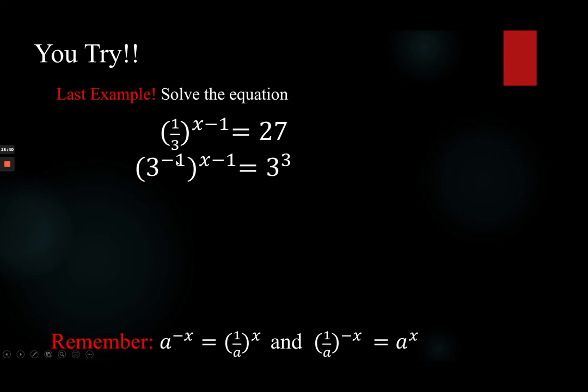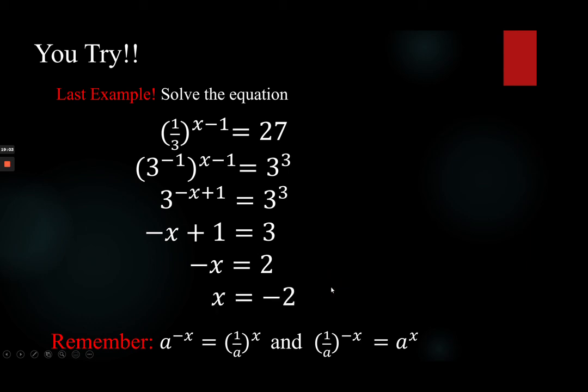So negative 1 will be multiplied to the x plus 1. So it becomes negative x plus 1. And now we can clearly cancel 3. Take out 3 and we have the equation of the exponents. Negative x plus 1 is equal to 3. Minus 1 on both sides. 3 will become 2. Divide both sides by negative 1. X is negative 2. Okay? And that's it. We're done.